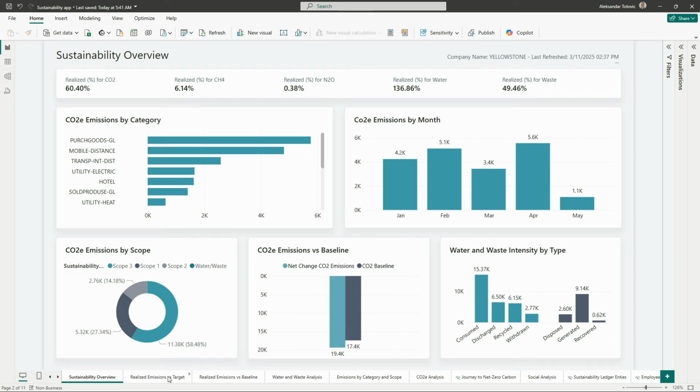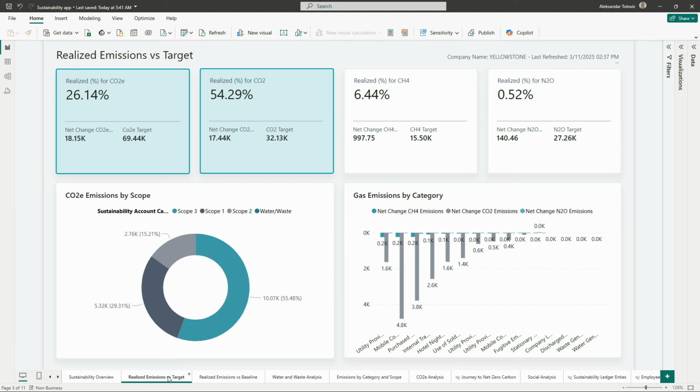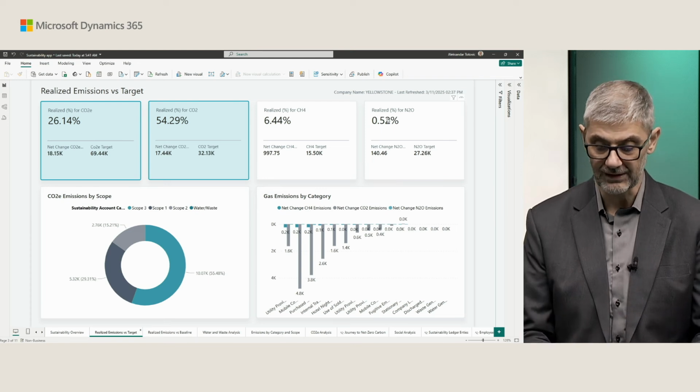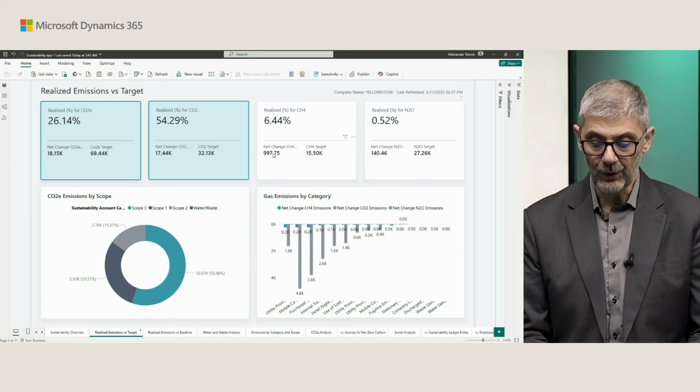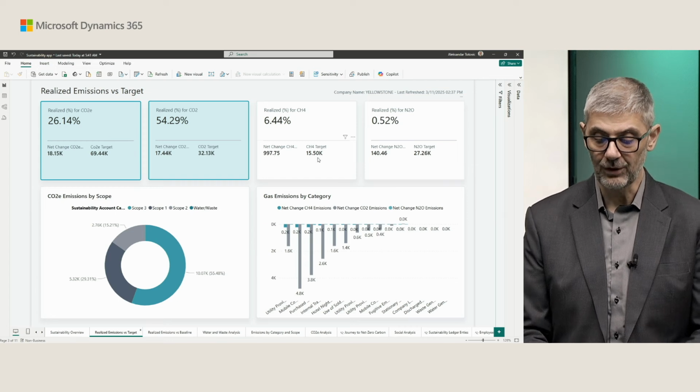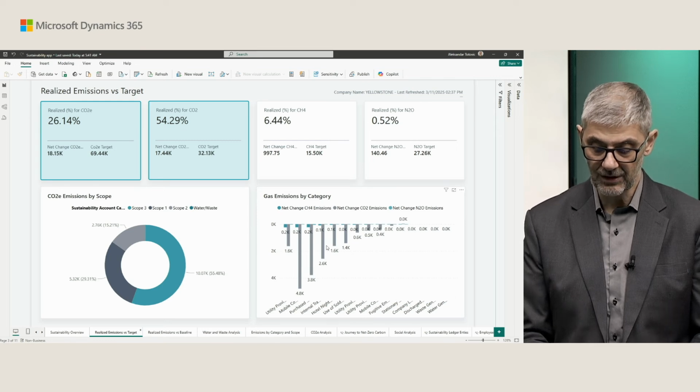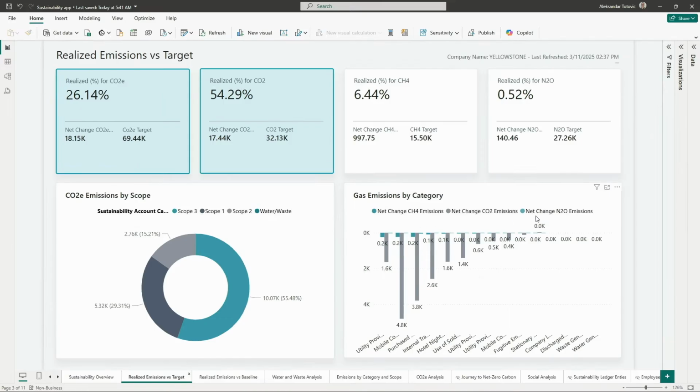And then we can turn to realized emissions versus target. Again, on the top, you can find the most important KPIs, first for carbon equivalent and carbon. So this is realized versus target for your sustainability goals. And the same applies for the two other gases. So you can control these KPIs versus targets completely. Plus, you can see what your net change in this period is, and what your target is. Again, you have equivalent by scope, gas emission by categories. So all these details for all different gases.